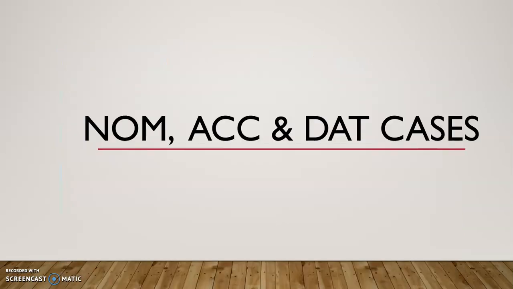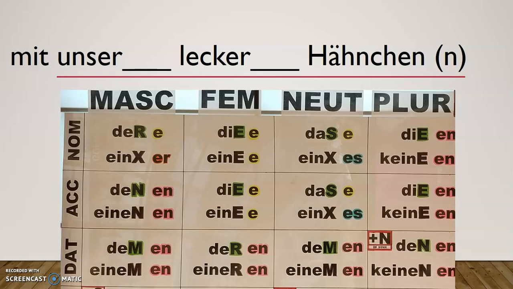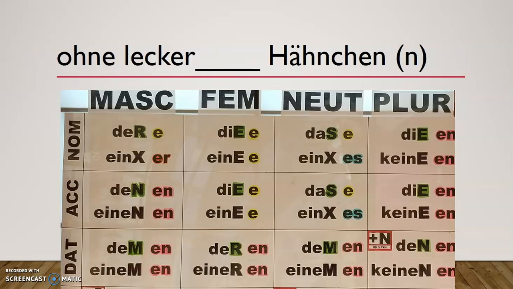All right, now we're going to mix them all up with all the cases and all the different types of preceded and unpreceded adjective endings. So, figure out the ending. Mit süßem Kuchen. All right, figure out the ending. Mit unserem leckeren Händchen. Figure out the ending. Ohne leckeres Händchen. That was unpreceded, so we're looking at das for that one.